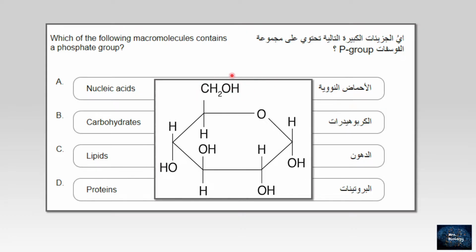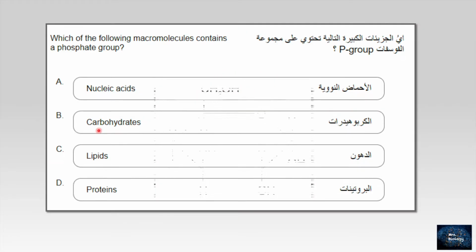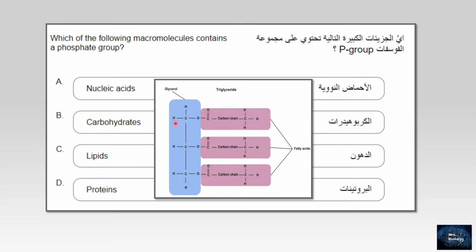Carbohydrates, only carbon, hydrogen, and oxygen. Lipids, glycerol and fatty acids. But maybe some of you will ask me, what about phospholipids? From its name, we have the phosphate group. I'll tell you that's right. But the phosphate in phospholipids is only there to adapt to the presence of water, polarity, only in the cell membrane, I mean.